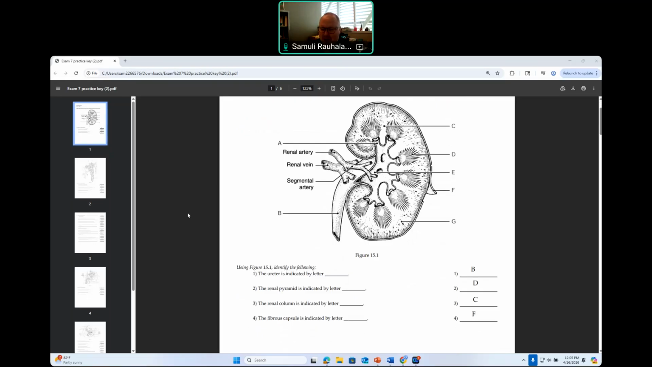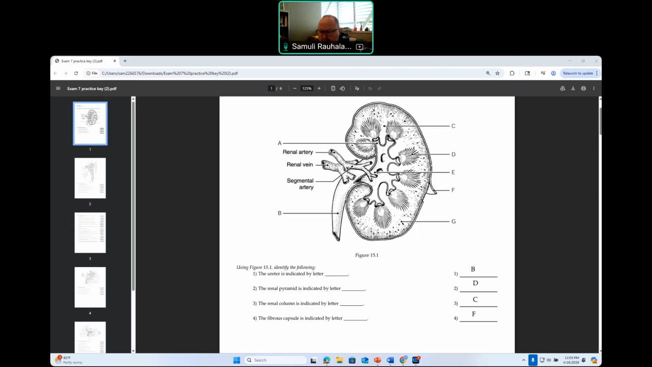So let's start with the urinary system. Here we see a really nice drawing of a kidney cut along the coronal plane. We see various structures here. Remember, there is a rich blood flow into and out of the kidney because that is one of the big functions that it serves, filtering the blood. So we see our renal artery and renal vein.